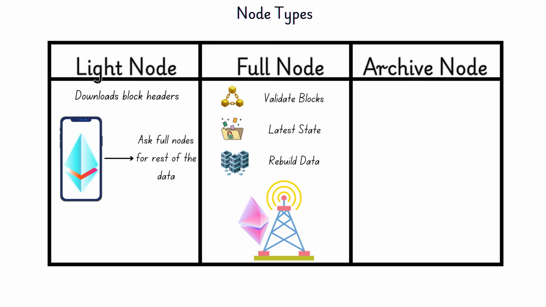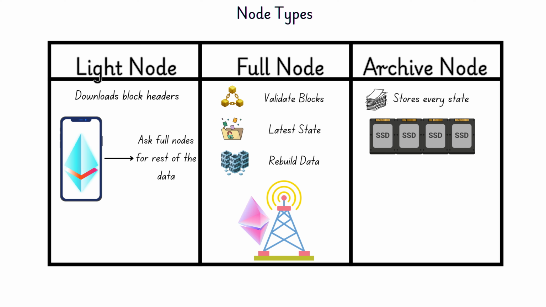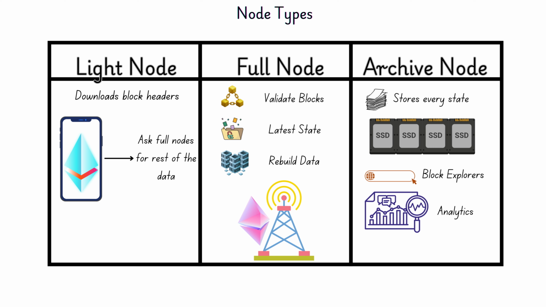And then there are archive nodes. These store everything, every single state since Ethereum's first block. They take up terabytes of space, but they're essential for explorers and analytics platforms. So depending on your goals, you can run a lightweight participant, a full validator, or a deep archive of history. But no matter which you choose, all of them depend on one thing: hardware.